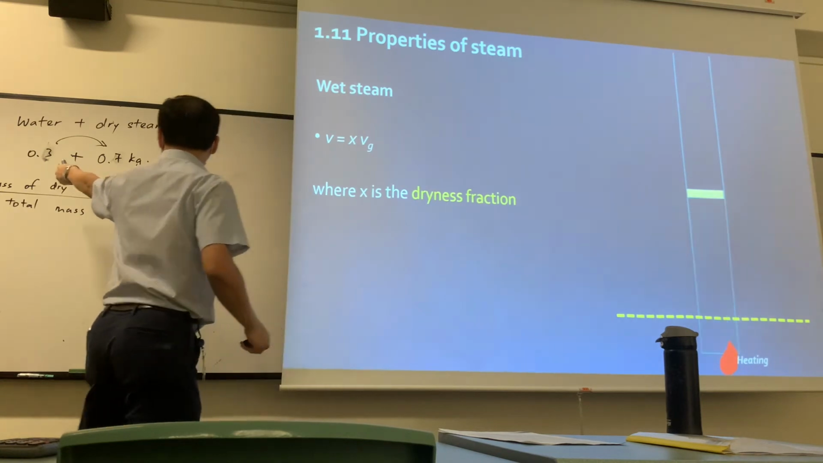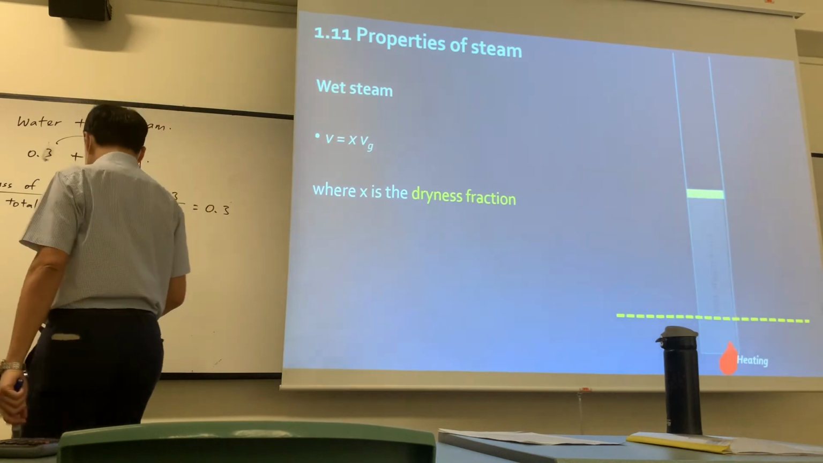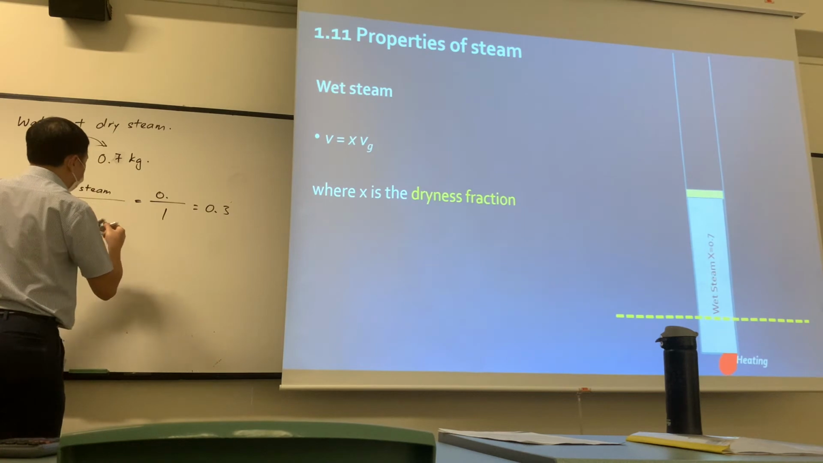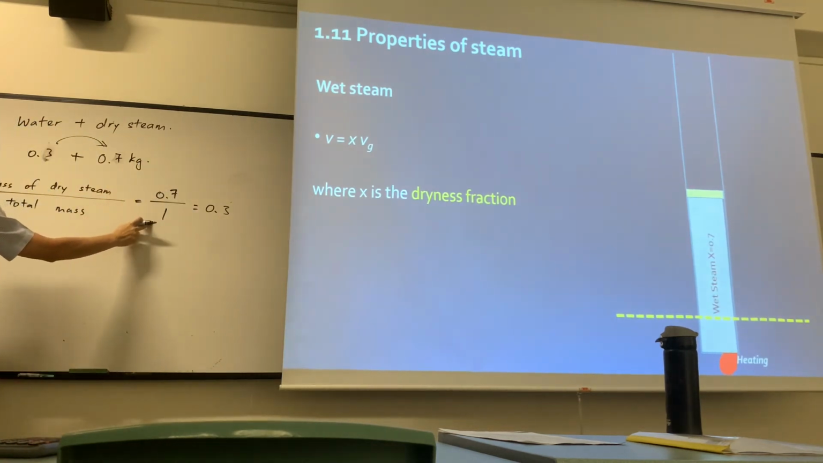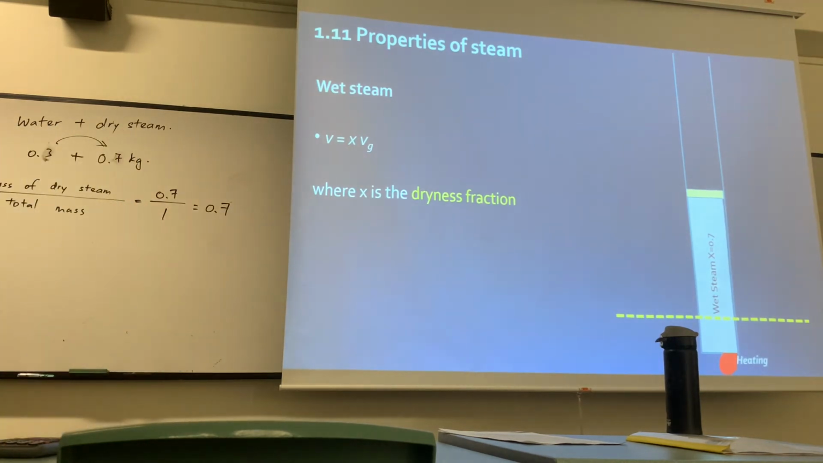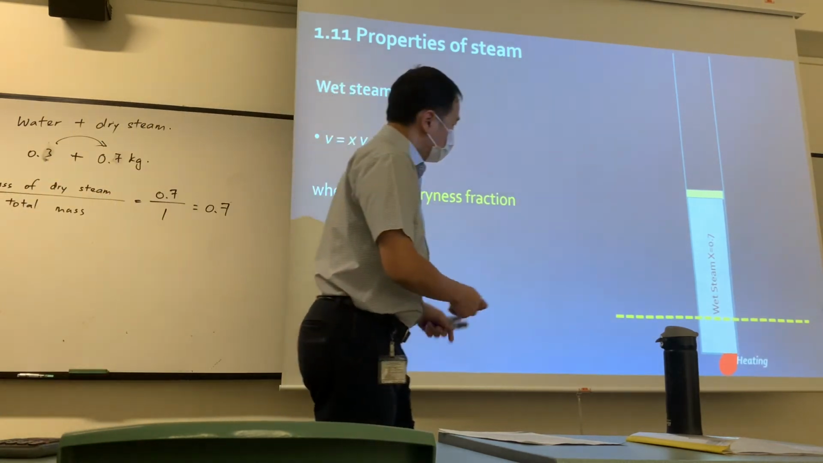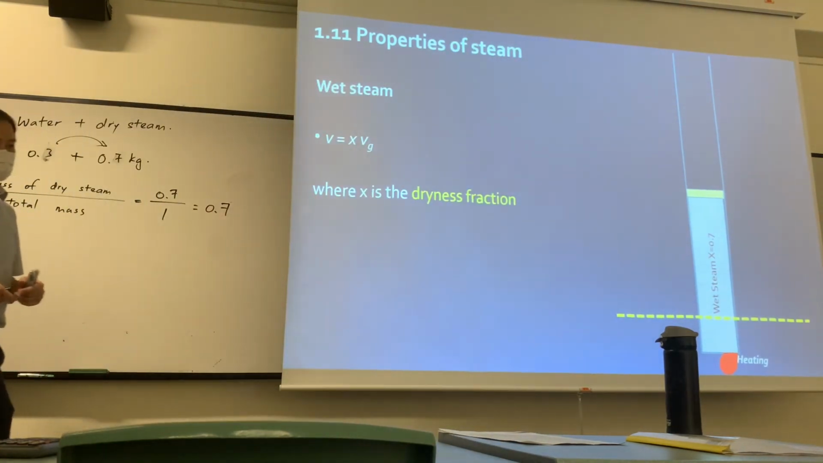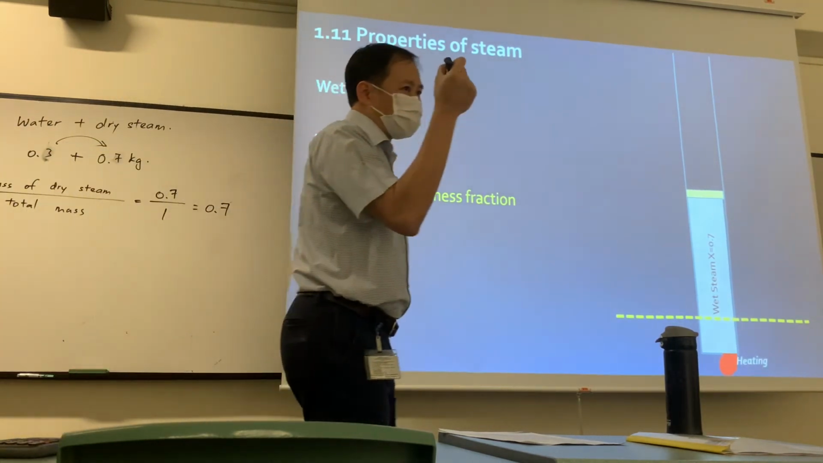More and more water becomes dry steam. Let's say now the dryness fraction is 0.7. It means right now the mass of dry steam inside is 0.7 kilogram. Total mass is still 1 kilogram. That's why my dryness fraction is 0.7. So 0.7 kilogram is dry steam, and 0.3 kilogram is still water, in the form of water particles. So it's a mixture. When you see a lot of smoke, actually it's not smoke, it's water particles.